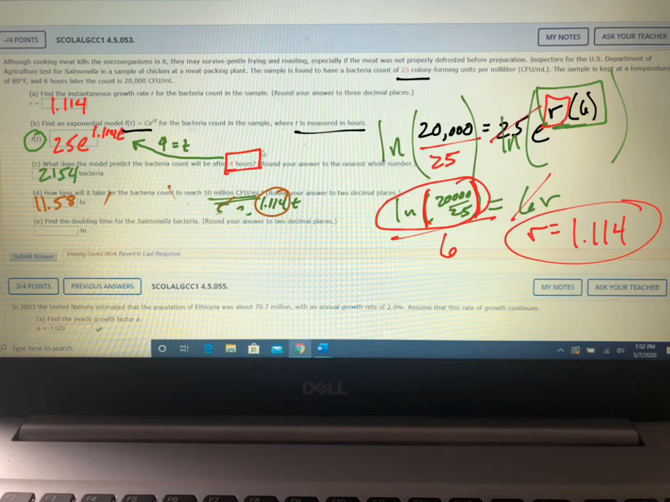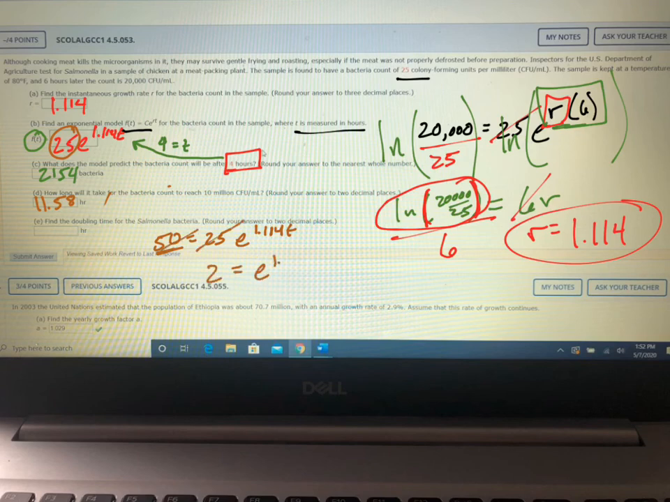And then it says here, find the doubling time for Salmonella. So doubling time means how long does it take to double? So if we started with 25, what would double be? Part E says find the doubling time. If 25 was your initial amount, then 50 would be your final amount. How long does it take to get to 50? So plug in 50 for your f of t, and then when you divide it, you'll get 2.